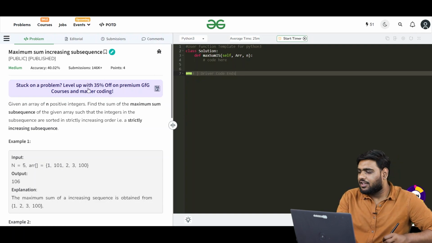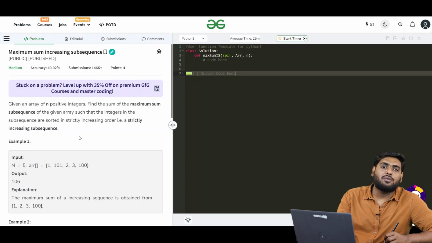Let's read the question. The problem is saying that you are given an array of n positive integers. Find the sum of the maximum subsequence of the given array such that the integers in the subsequence are sorted in a strictly increasing order. That is a strictly increasing subsequence.